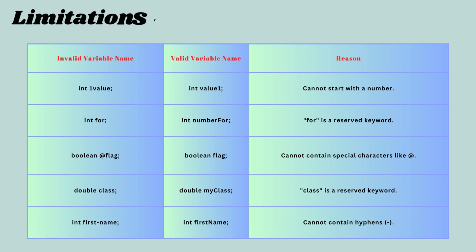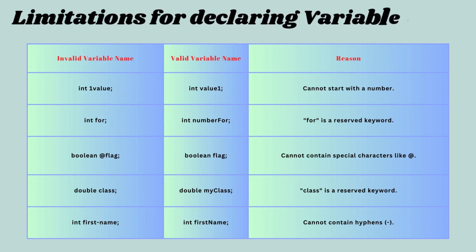There are some limitations while declaring variable names. Here I have listed a few of them. Let's see one example. We cannot declare a variable named 4 because it's a reserved keyword. Instead, we can make some alterations to it, like number4 or for number.